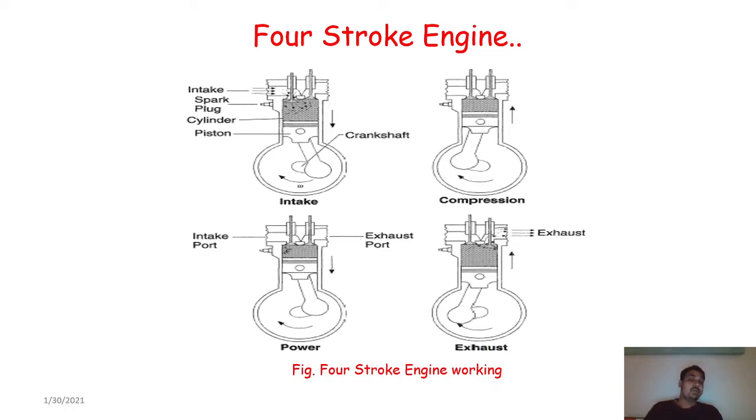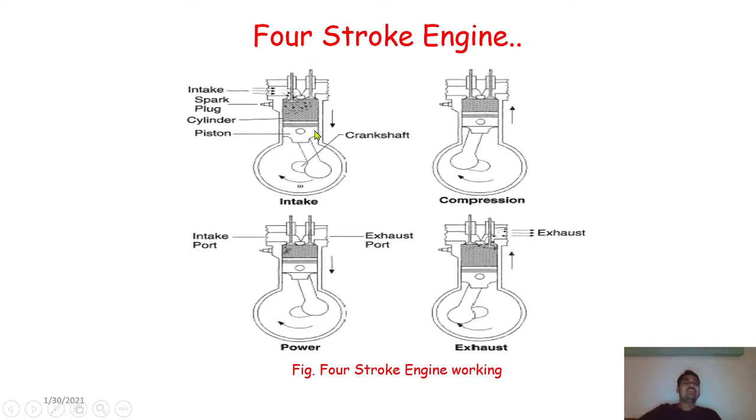In the case of 4-stroke SI engine working, there will always be 4 strokes of the piston, that is intake or suction, compression, power or expansion, and exhaust, and there will be 2 revolutions of the crankshaft, that is a total 720-degree rotation of the crankshaft. Okay, so I hope you understood the working principle of the 4-stroke engine with the help of this theoretical diagram.